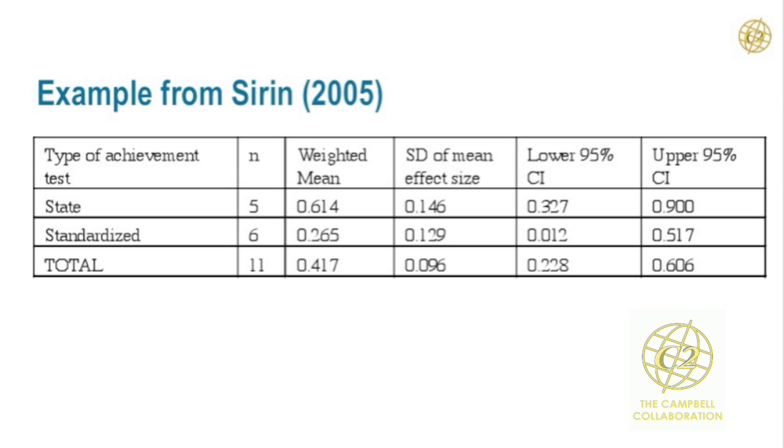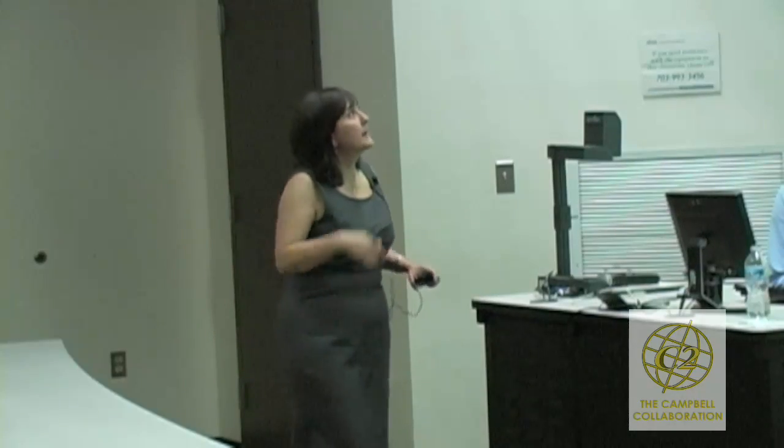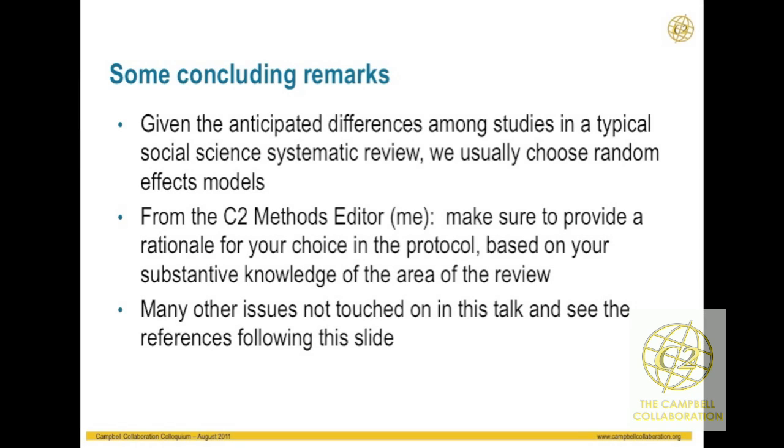Okay, so some concluding remarks. As I said before, and as I saw many of you shaking your heads, usually in the context that we are all working in, the random effects model is probably the right choice. It's more conservative, and it reflects better the assumptions we make about our studies and the effect sizes we're getting from them: that there's lots of variation among them, and some of it we may never know why.